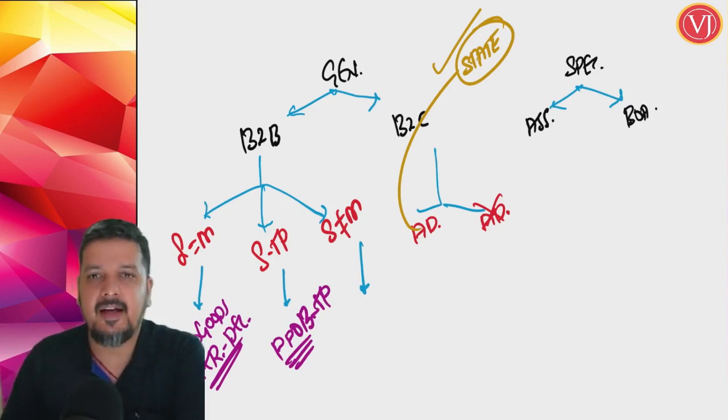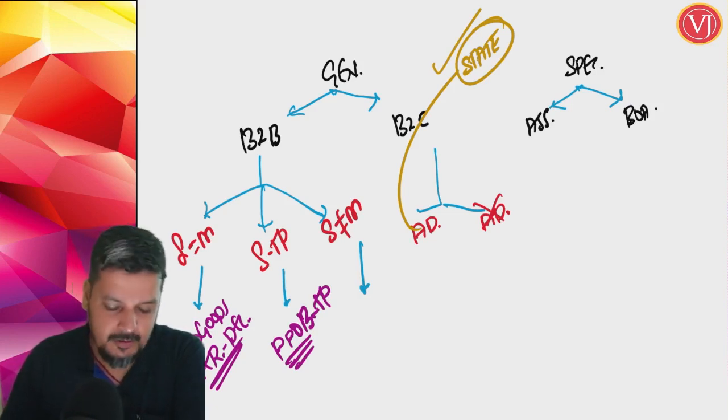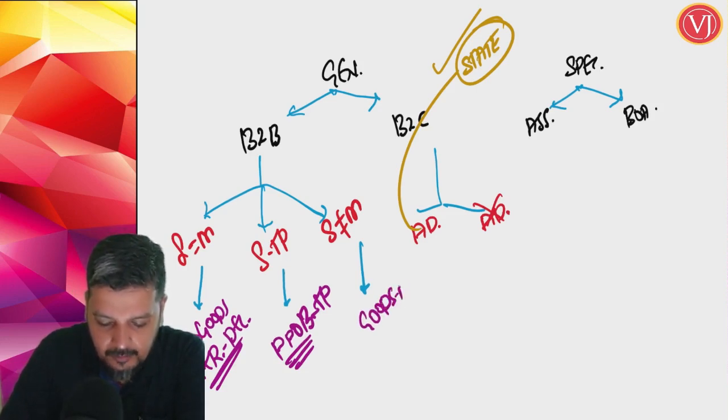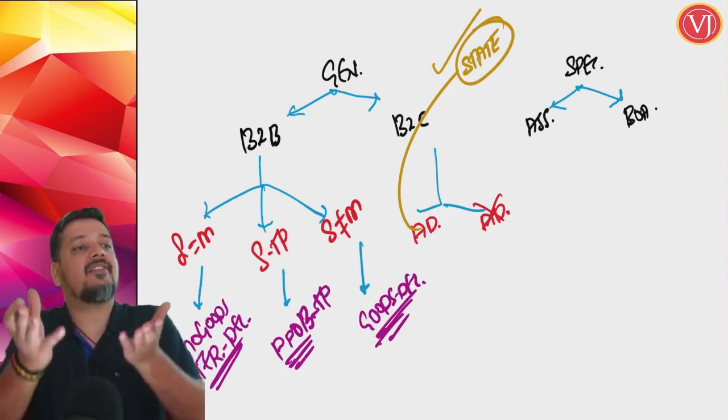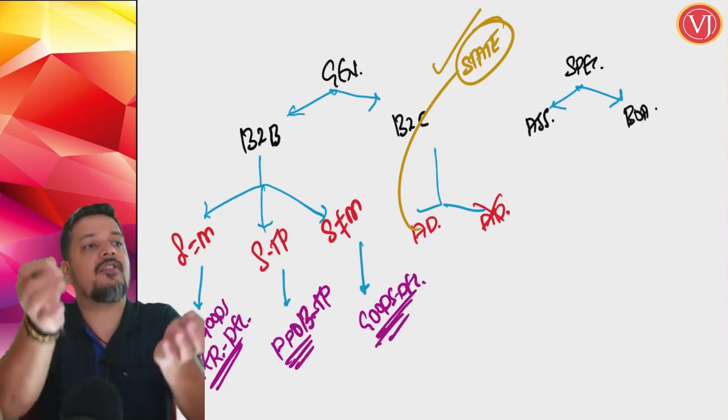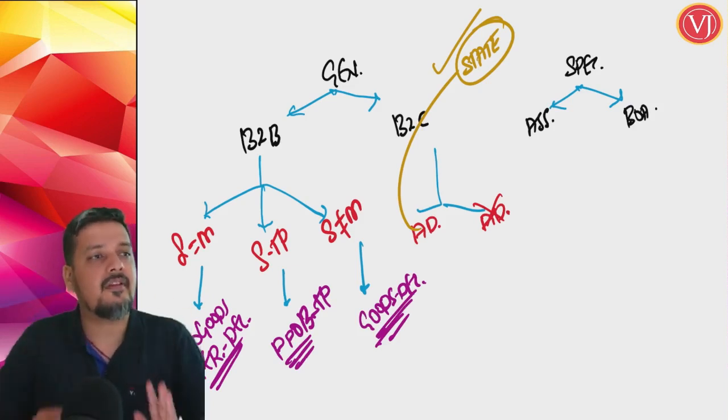Where supply is there, but there is no movement, the place of supply is the place where the goods are delivered. This delivery means constructive delivery, where ownership is handed over.